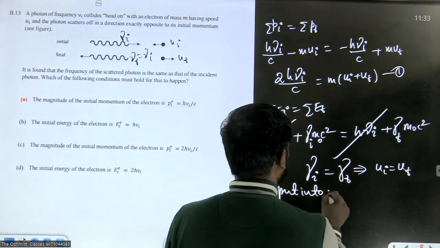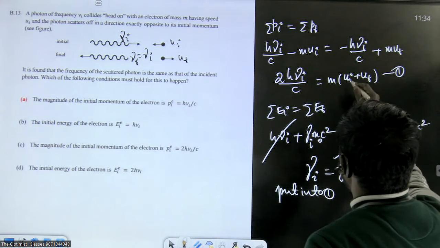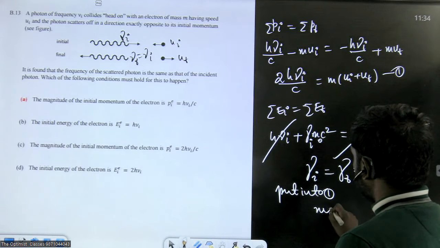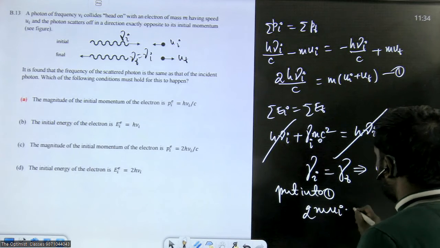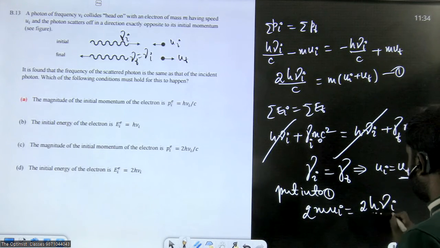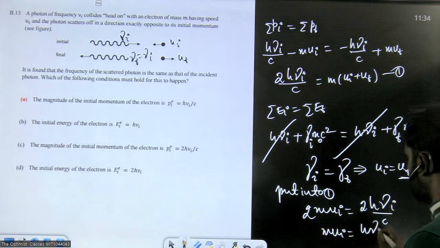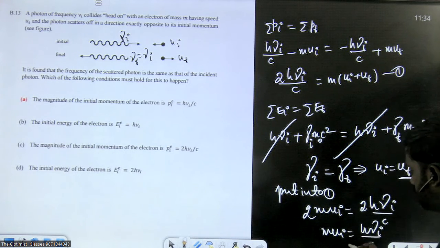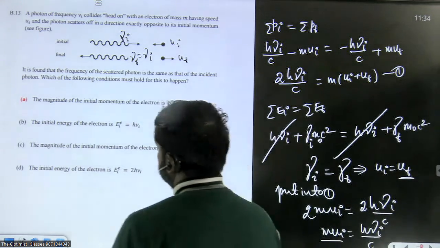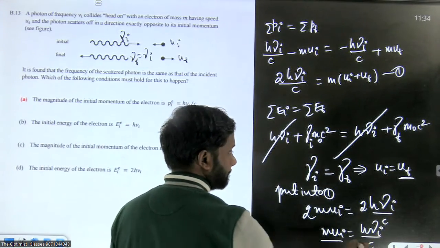Now put this into equation 1. In place of u final, we'll write u initial. So we'll get m into u initial 2 times on one side, and 2 h nu initial divided by c on the other. The 2 and 2 will cancel out, so m u initial will be equal to h nu initial divided by c. Therefore the initial momentum of electron is h nu by c. That is the correct magnitude of the initial momentum of the electron, so this is the correct option, option A.